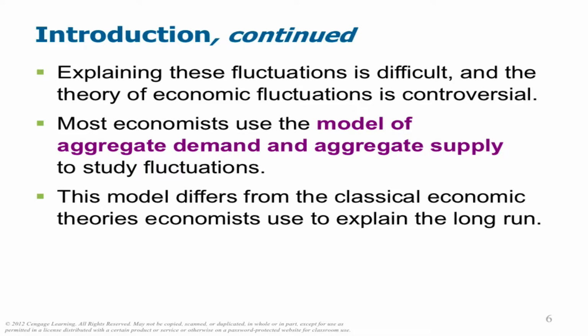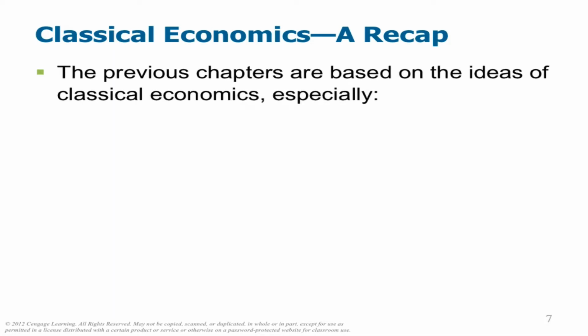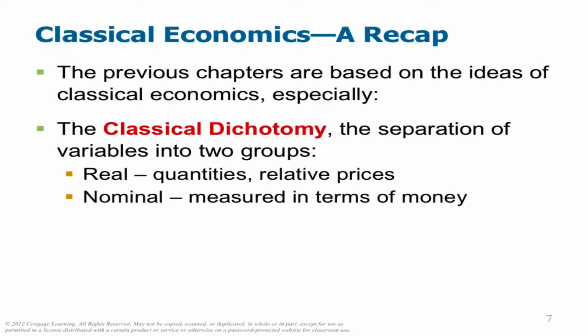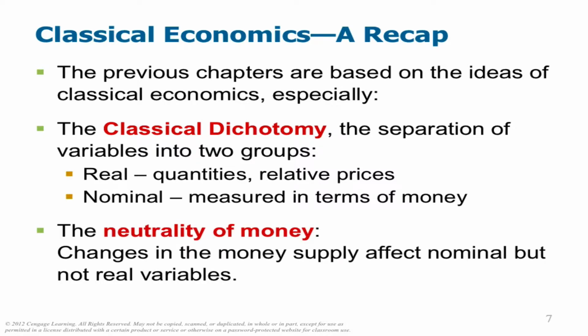So remember our classical dichotomy from a couple of chapters ago, maybe three chapters ago? Does anybody remember the classical dichotomy? Where are our two groups? Real and nominal. Very good, Scott. Real and nominal. Here's your other thing that you're going to lose. In the ASAD model, money is no longer neutral.